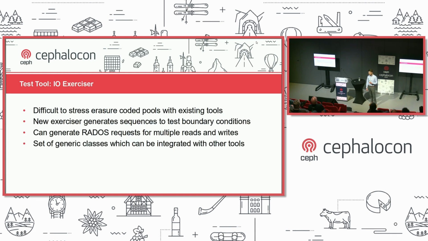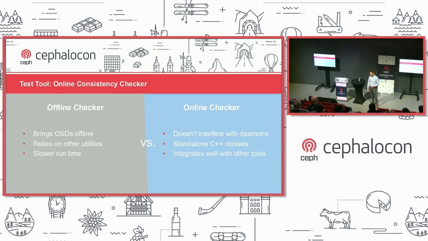Next, I'll move on to the I/O exerciser. There are existing I/O tools within Ceph, such as RBD Bench, and I know there are third-party tools as well. We found it quite difficult to sufficiently stress test the Erasure-coded pools with the existing tools, so we went ahead and made our own. The new exerciser generates sequences that better test boundary conditions than the tools we had available, and we can also generate RADOS requests for multiple reads and writes. Because it exists as a set of C++ classes, we can integrate it easily with other tools and vice versa, and that leads me on nicely to the next one.